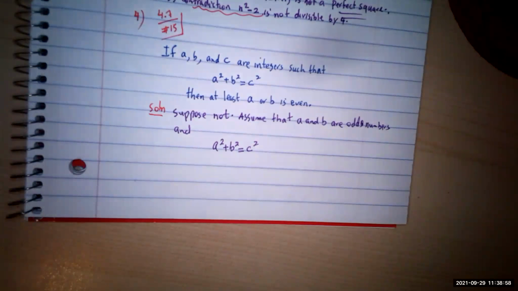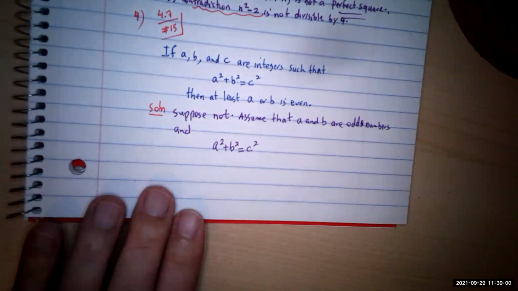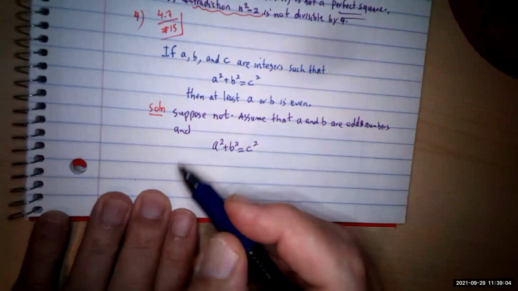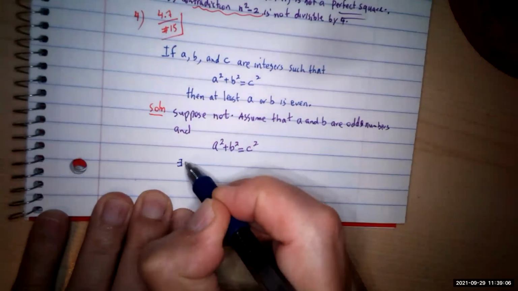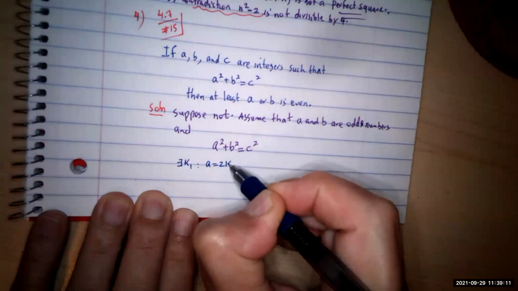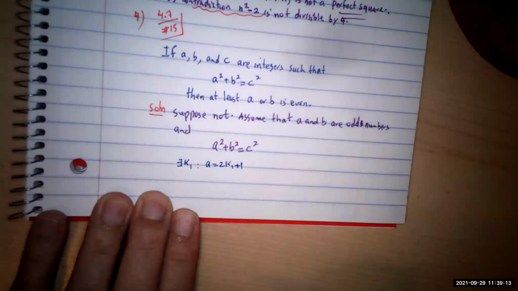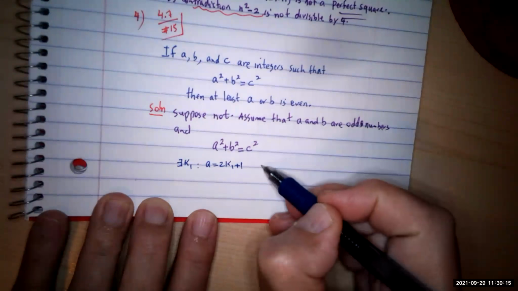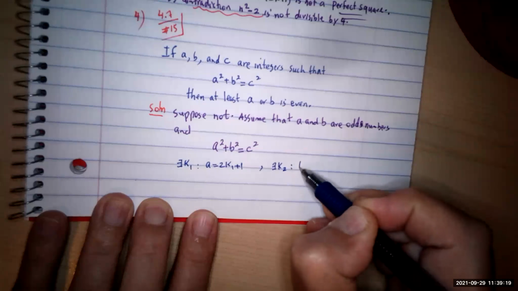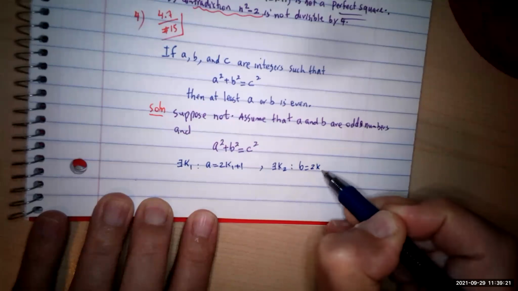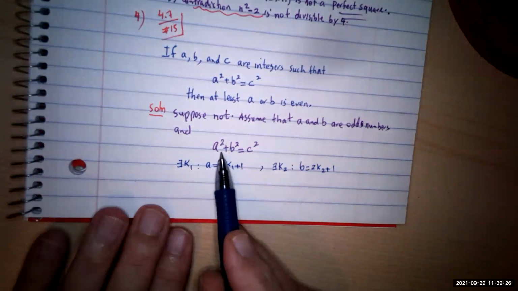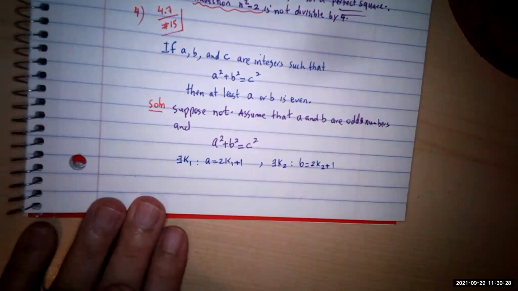So now we know the definition of an odd number. A is odd, so there is a K1, because we have to use 2, such that A is equal to 2K1 plus 1. That's for A. Then for B, there is a K2 such that B is equal to 2K2 plus 1. Substitute here to see if you can get your contradiction.